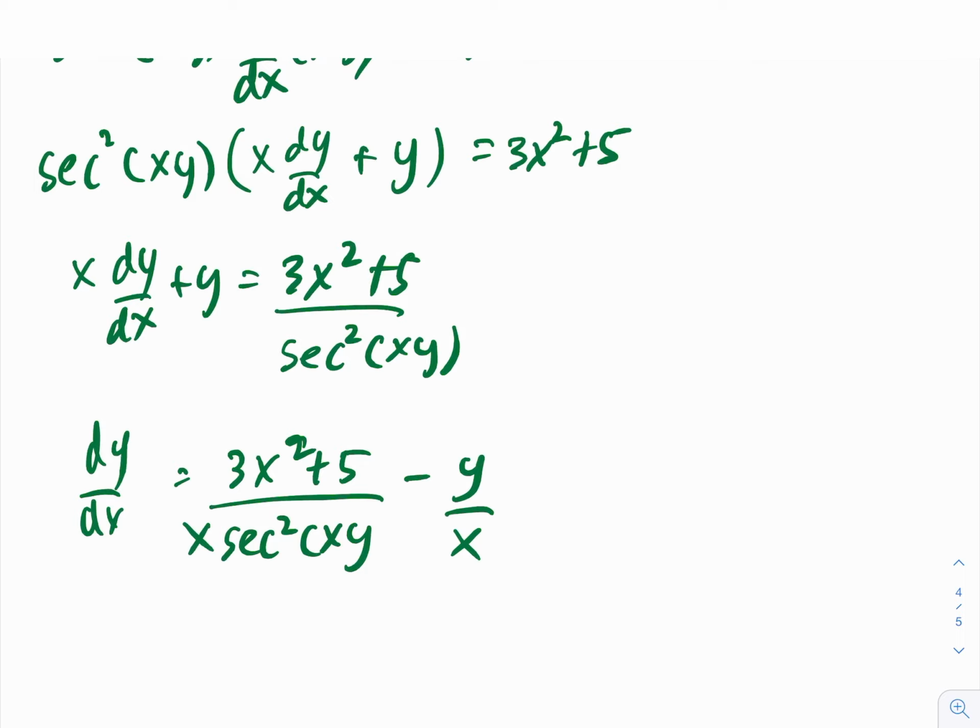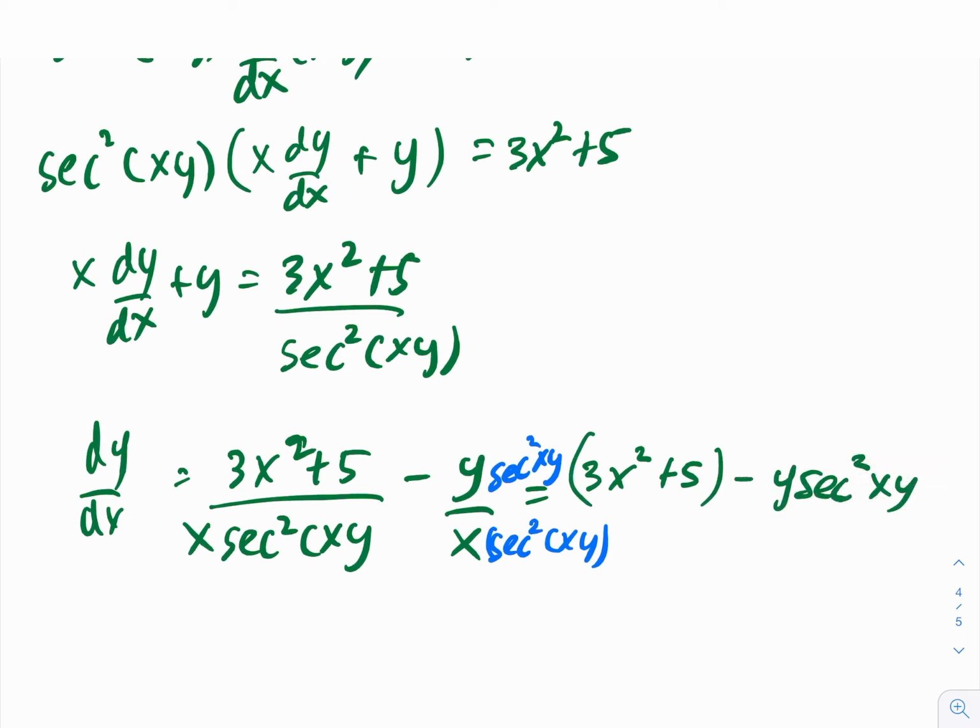Also, if you want to simplify this, we'll have 3x² + 5, and we can multiply with sec² here, so we'll have minus y sec²(xy) divided by x sec²(xy).